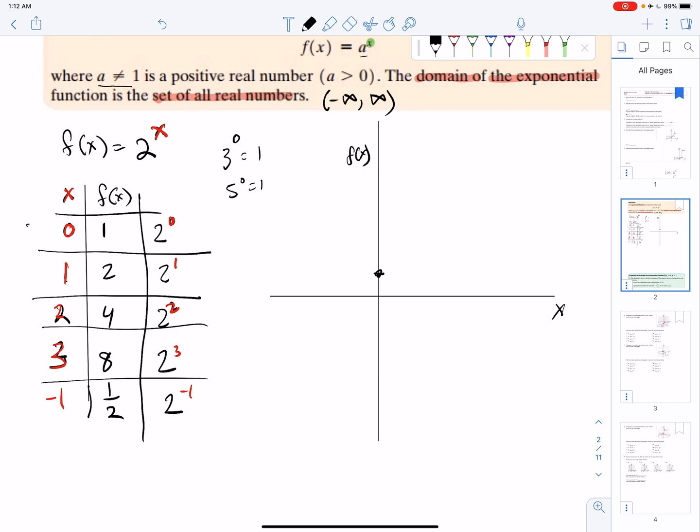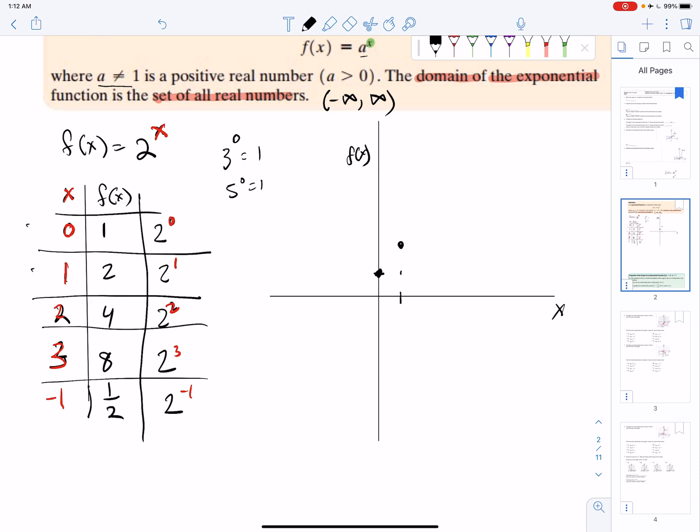So really, with these exponential functions, your y-intercept is always going to be 0, comma 1, unless there's some kind of vertical shift or horizontal shift involved. This is the basic parent graph right here. Okay, so we have 0, comma 1. We also have the next one, which is 1, comma 2.